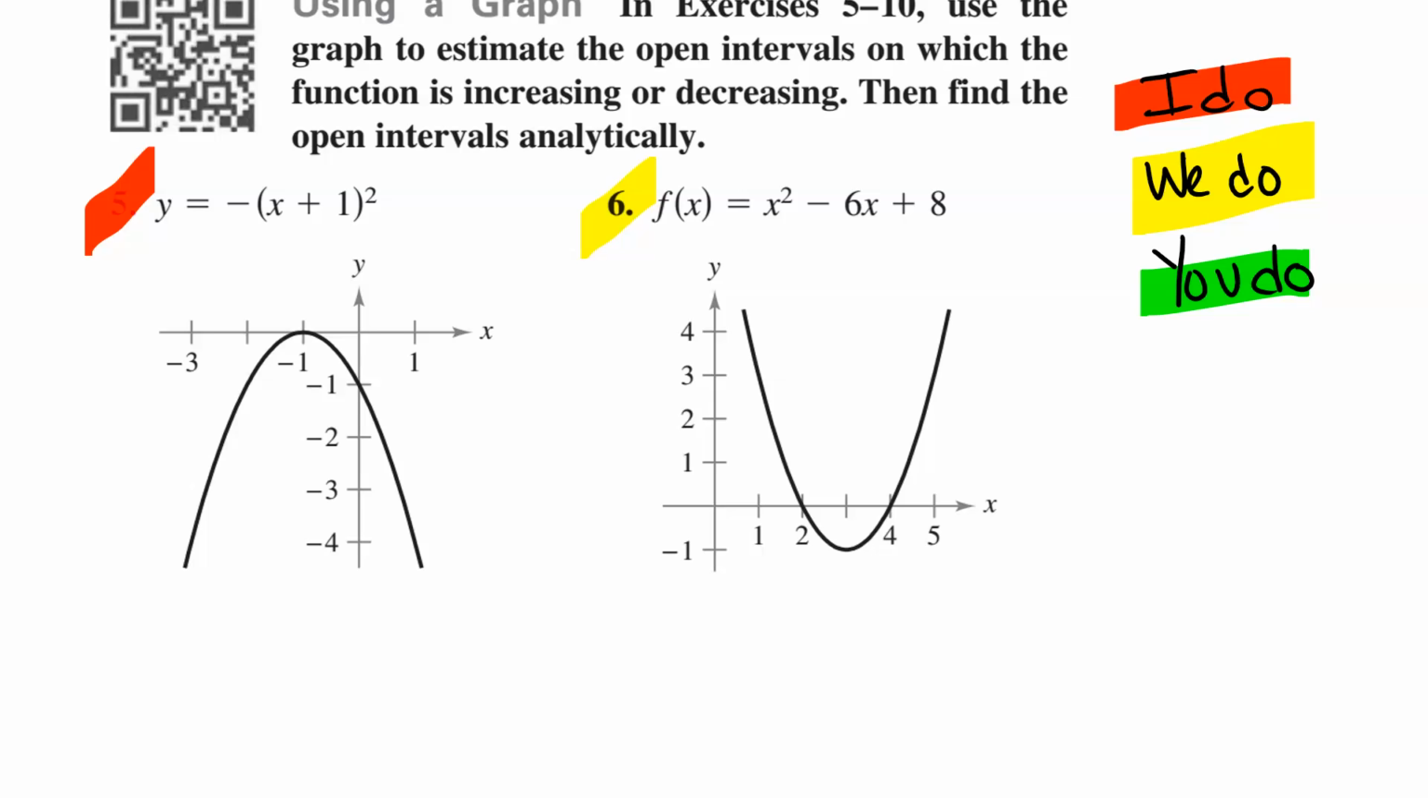Alright folks, now we're going to consider the we do problem. So hopefully this practice went well for you. Alright, we're going to look at our graph and we're going to say, well, where is the first derivative of 0? And my slope is 0 right there, right?